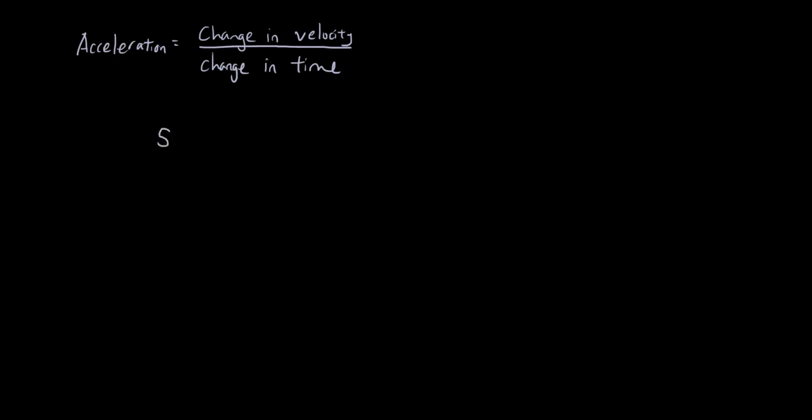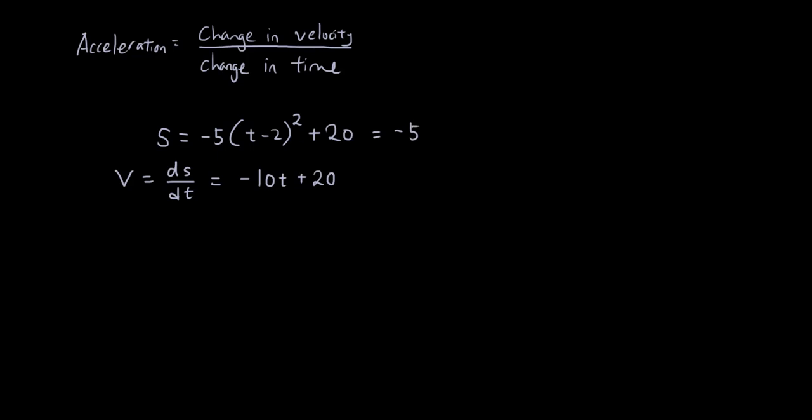We have the displacement equation, s is equal to -5(t - 2)² + 20. That is the displacement. And we have the velocity, which is the rate of change of displacement with respect to time, ds/dt, which we differentiated into -10t + 20. If you have forgotten how we differentiated it, basically we expanded the displacement equation, which gave us -5t² + 20t, and we just applied the differentiation formula which gave us that.